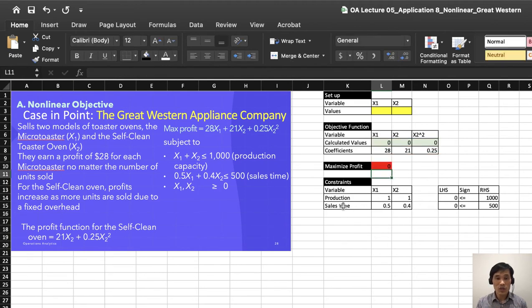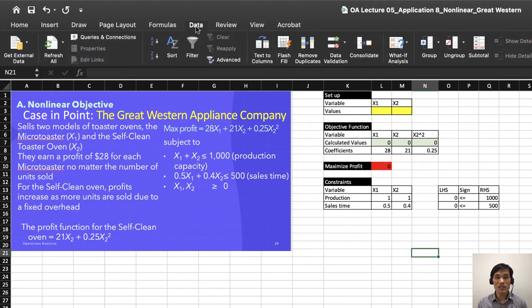And we have two constraints: x1 plus x2 is less than 1000, and this one is less than 500. And notice that I don't have x2 squared here. We'll just find the x1 and x2 and then apply it to your constraint and objective function. So let's do this.